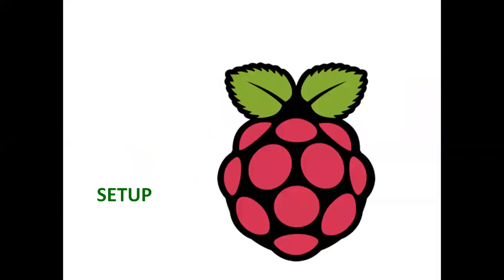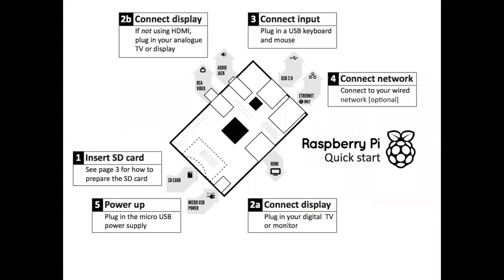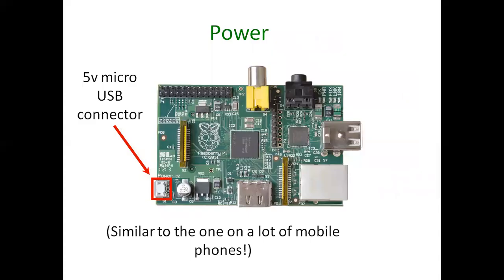And now we're going to see the setup of the Raspberry Pi. So this is the overall view of the Raspberry Pi setup, and now we are going to learn about each one. So this is the power. This is a micro USB power.